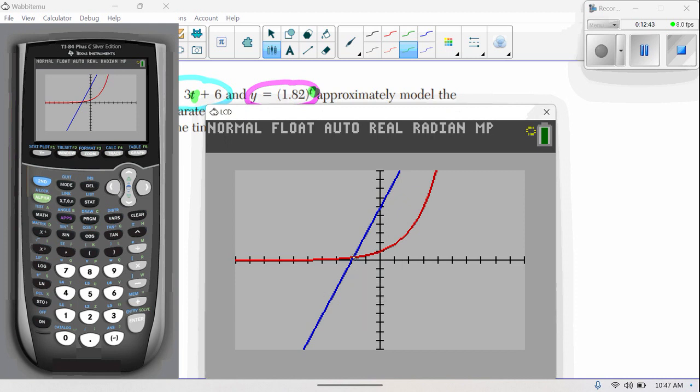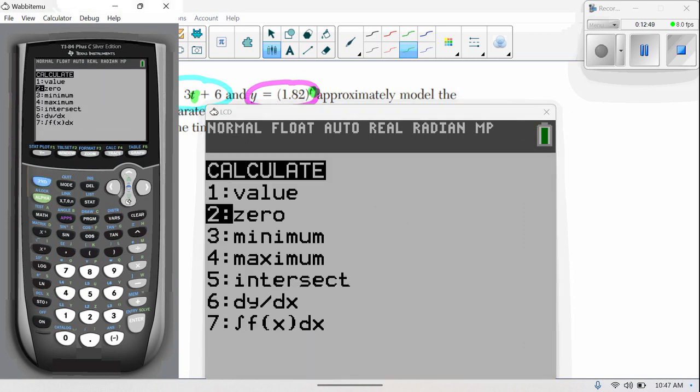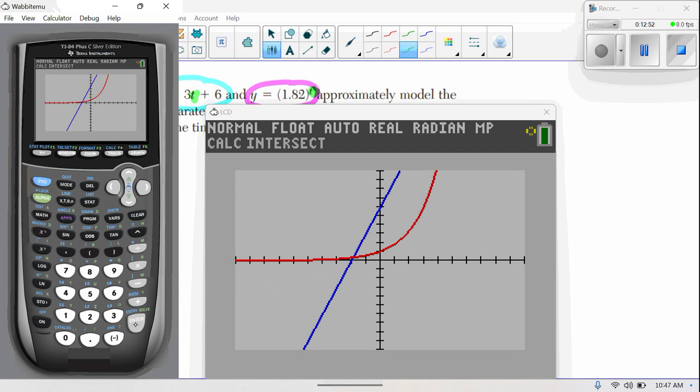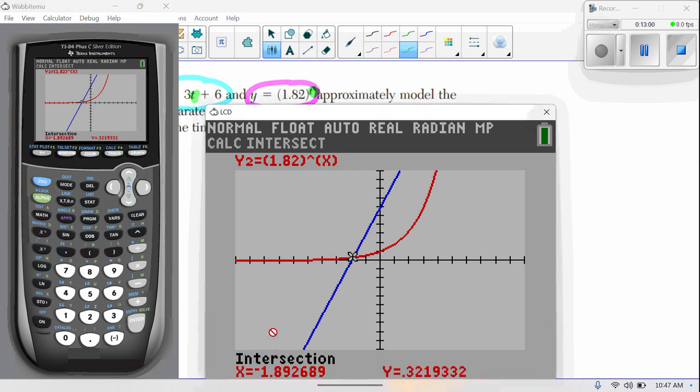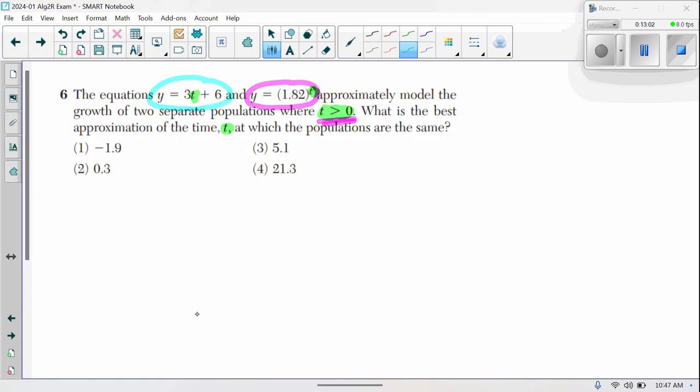Okay? And it looks like that's around, if I do second trace intersect, and I move my little spider dude close to this point and hit enter 3 times. Look at the bottom left. Okay, negative 1.89. I look here, and if I round that, here's the answer, but it's not this. Remember, my t has to be bigger than 0, my x, so I can't have a negative answer.